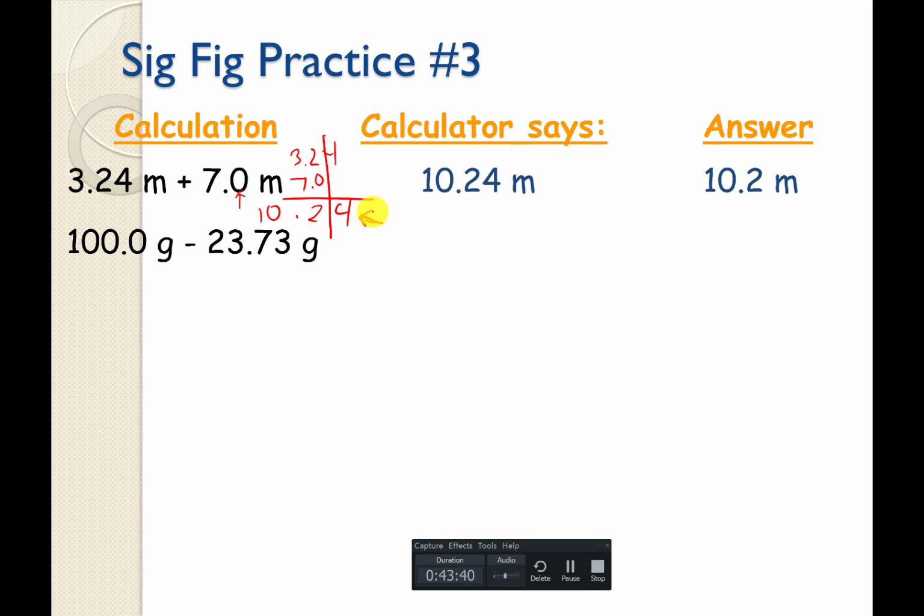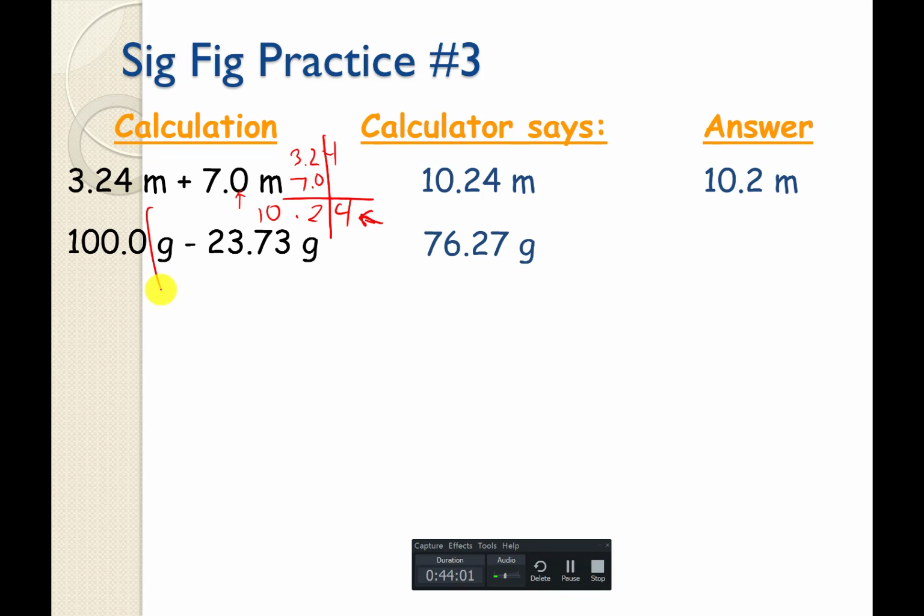Next one, 100.0 grams minus 23.73 grams. Again, let's look at which of these two numbers has the least decimal places. It's going to be 100.0, up to the 10th place. Now I could show this vertically again, but let's just see if we can do it without showing it vertically, just to try it.